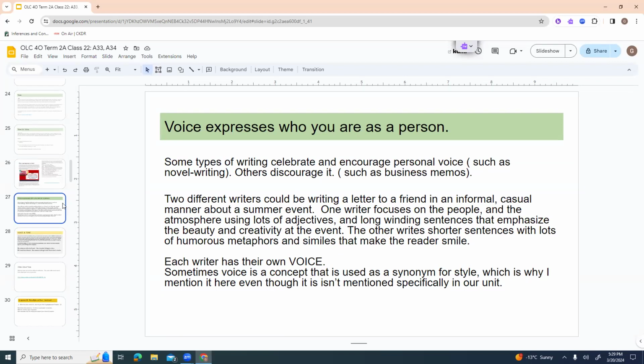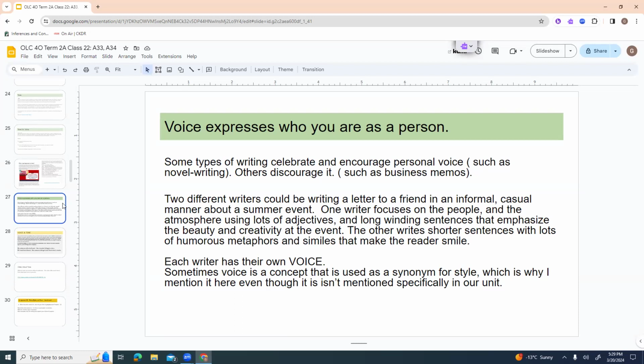Voice expresses who you are as a person. Some types of writing celebrate it and encourage personal voice, such as novel writing. Others discourage it, such as business memos. Two different writers could be writing a letter to a friend in an informal, casual manner about a summer event.